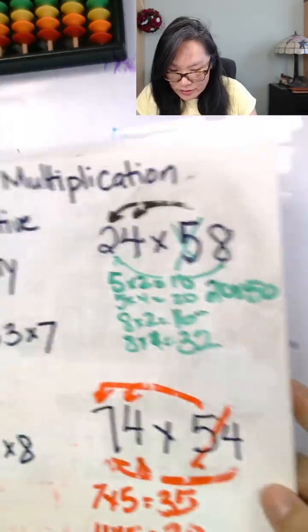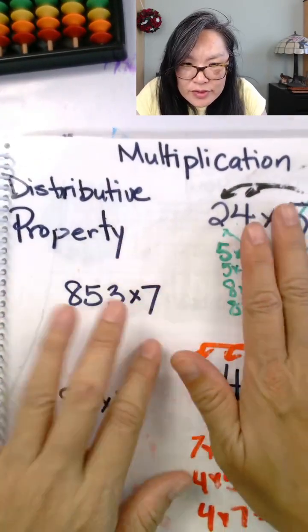All right, so the first thing we're going to do is this one. Let's do this one. Did we do this one? Let's do this one.